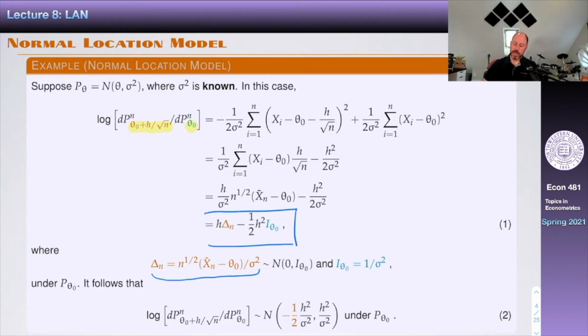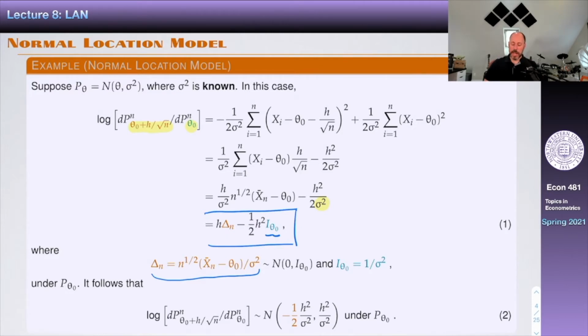And so this has a normal distribution under p theta naught with mean 0, because that's the mean under p theta naught, and variance equal to the so-called Fisher information, which we're going to see in a minute. And this is just 1 over sigma square. And so when you look at that, we see that here we also had 1 over sigma square. And so that's why we wrote here one half h square and the Fisher information.